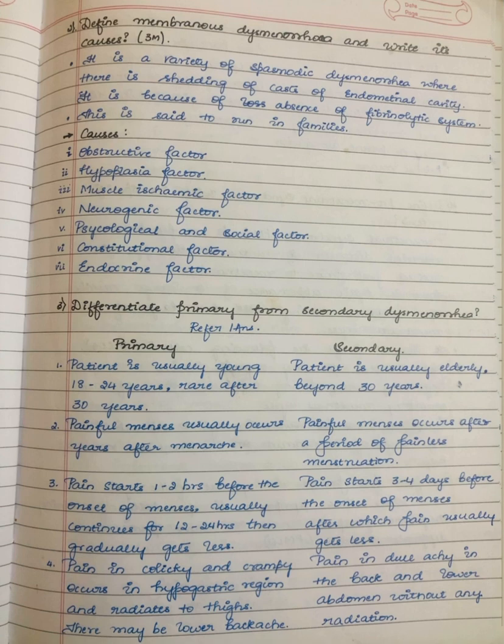What are the causes for membranous dysmenorrhea? There is an obstructive factor, there must be some obstruction; hypoplasia factor, reduction in the number of multiplication of cells; muscle ischemia factor, if the blood supply to the muscle or endometrium is not proper; neurogenic factor, nerve pathology; psychological and social factors from the environment; constitutional factors, the person's body build; and endocrine factors, the hormones.